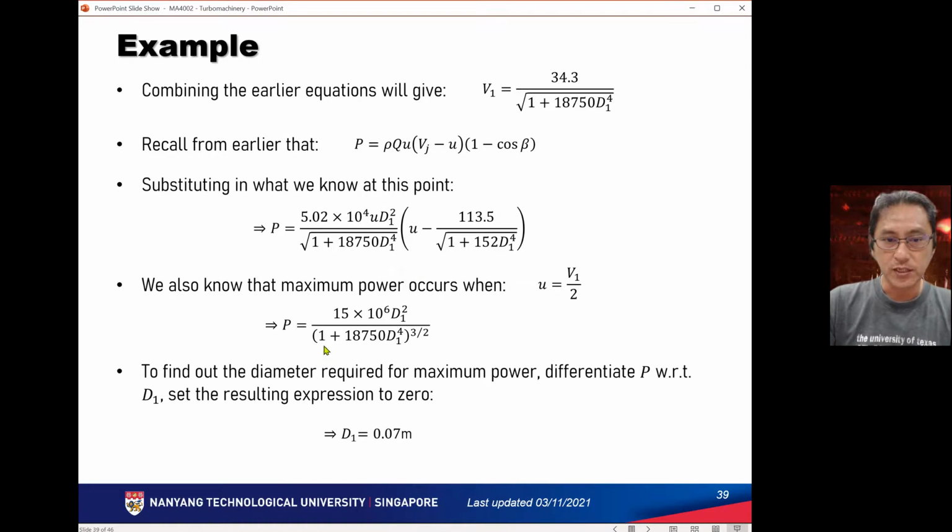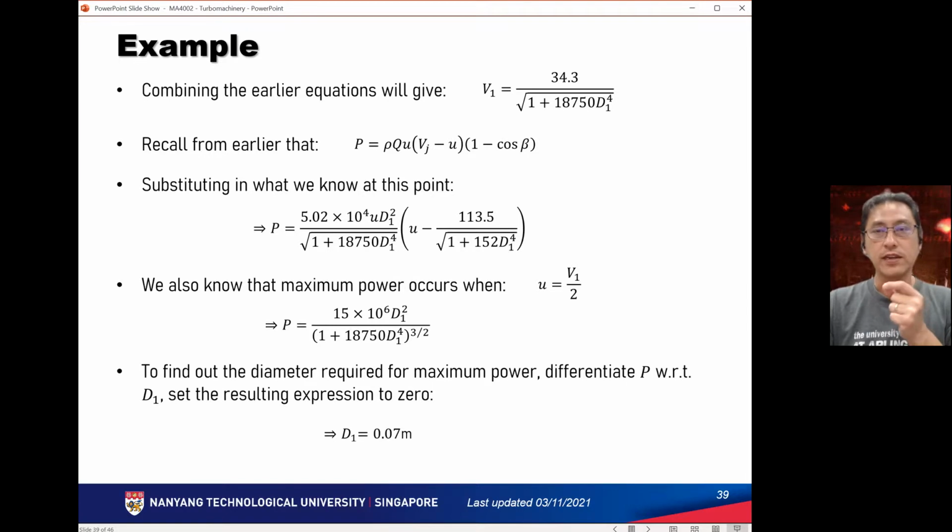When I do some further simplification, I'm going to get this rather elegant expression, certainly more elegant than this, but that's because I relate everything to D1 now. I'm going to get P equals 15 times 10 to the power 6, D1 squared, divided by 1 plus 18,750 D1 raised to the power 4, and the whole thing raised to the power 3 over 2. Now, if you take a closer look, you would have realized that, hang on, now I've got a power expression that's only in terms of D1.